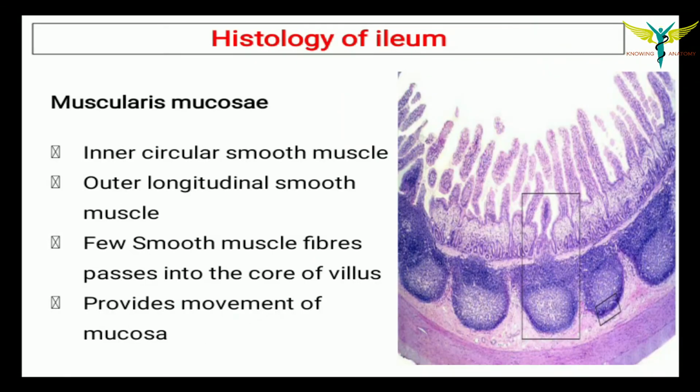Muscularis mucosa. It is the third layer of the mucosa layer. It has inner circular smooth muscles, outer longitudinal smooth muscles, and a few smooth muscle fibers pass into the core of the villus. They provide movement for the mucosa. So remember guys, muscularis mucosae, that is the third layer of mucosa, helps in providing movement for the mucosa.